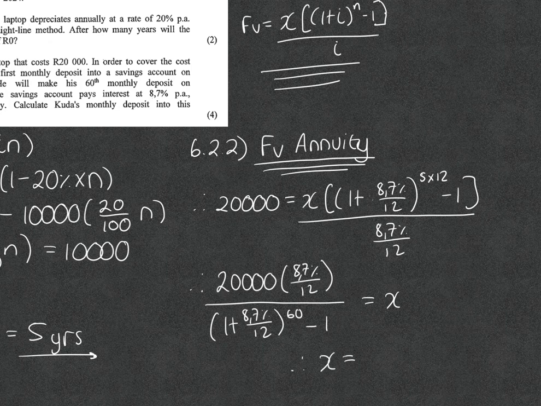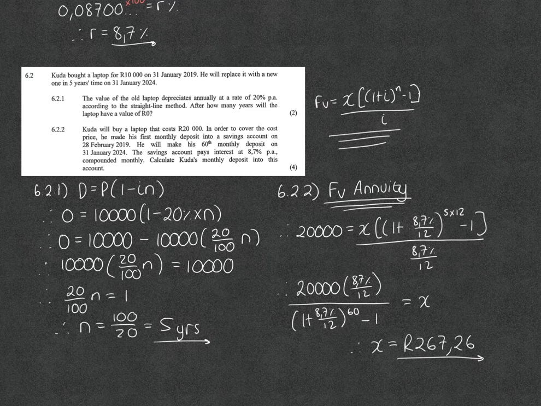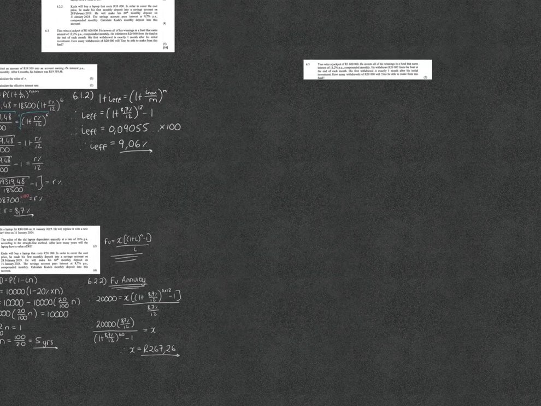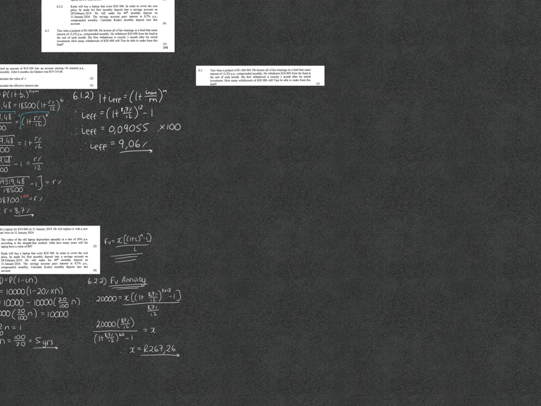Therefore, x is going to equal, and we can put that in our calculator and it'll give us 267 Rand and 26 cents. That's how much he would have to put away monthly in order to have 20,000 Rand saved up after 5 years. Okay, and that is 6.2.2. Let's have a look at 6.3.